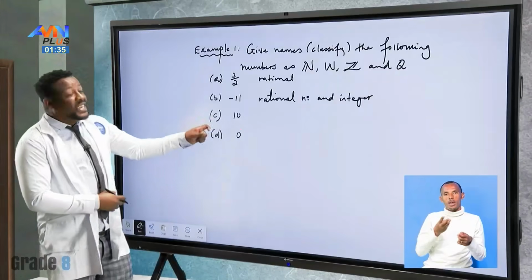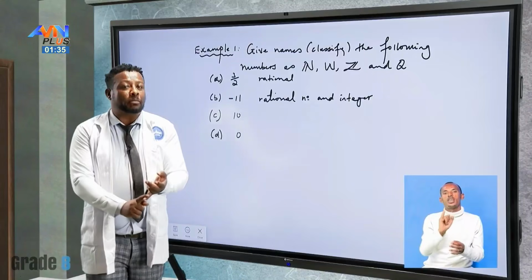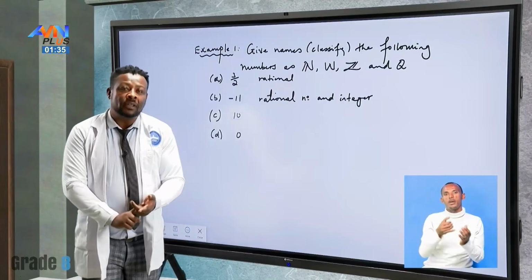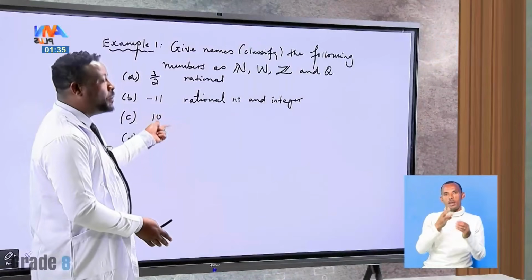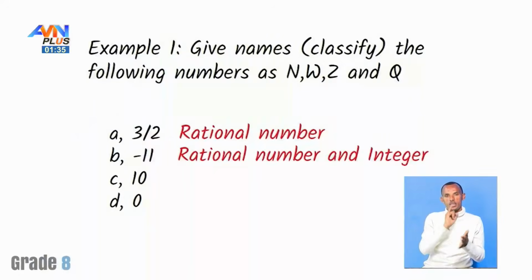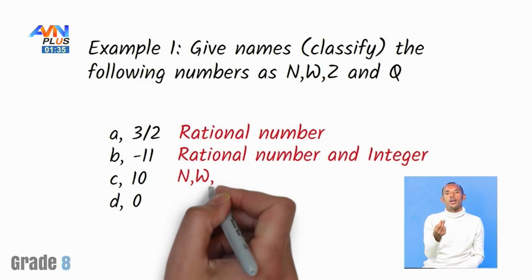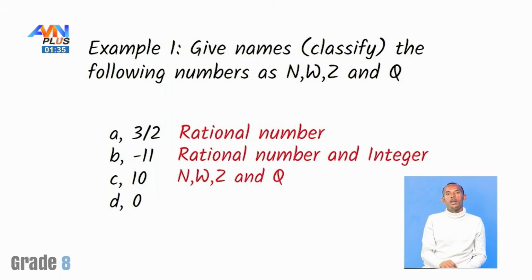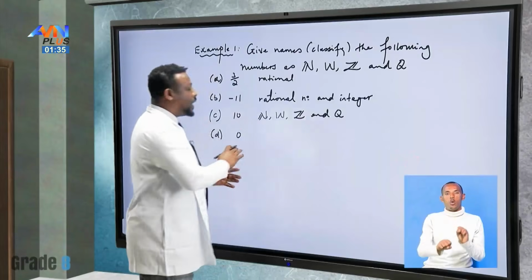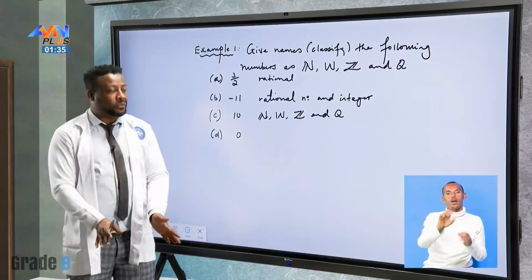When we come to the C case, in C we have number 10. 10 is obviously a natural number. It's a whole number. It's an integer. It's a rational number. So we can give naming. Let's make it short. I'm using the well-known notation for these sets: capital N, W, Z, and Q, right? So 10 can be a member of all those four sets, right?